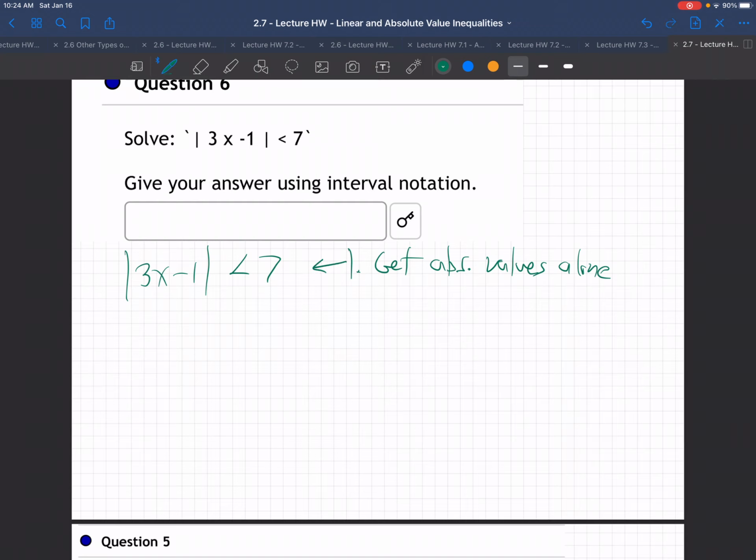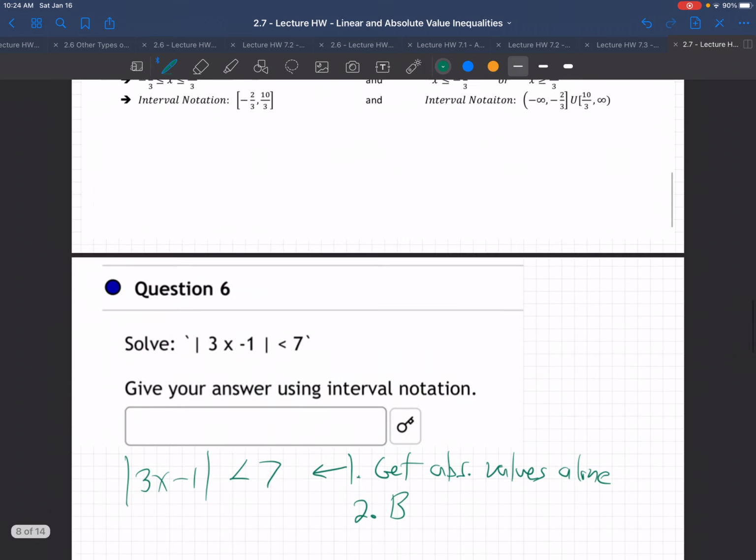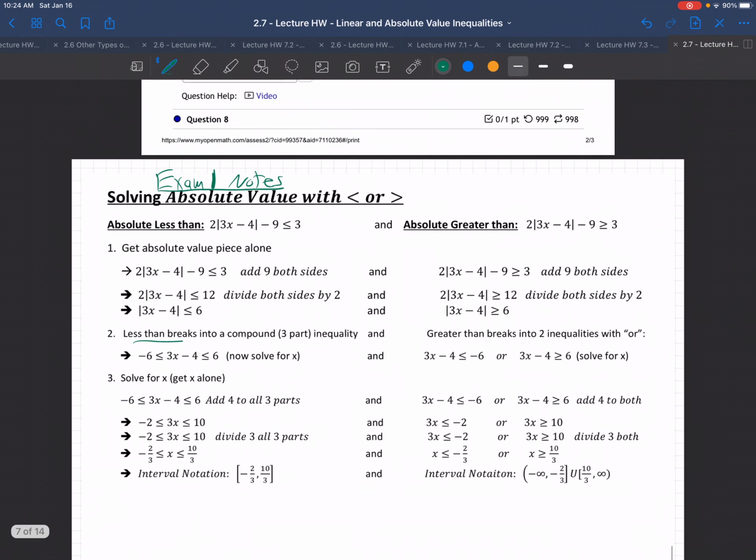Okay, so step 2. Notice, it breaks into a compound three-parter. See this three-part thing? So you take the number that's on the right side and you throw it on the left side as negative, and you take this symbol and you put it there as well, and you remove the absolute values. See how there's no more absolute values?